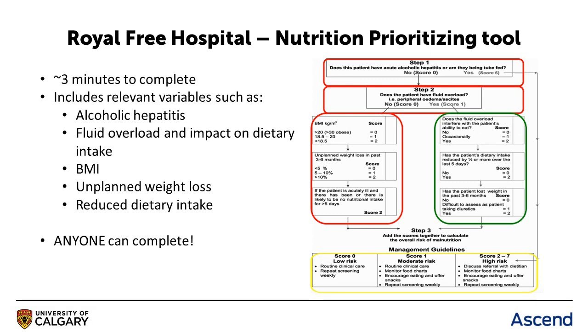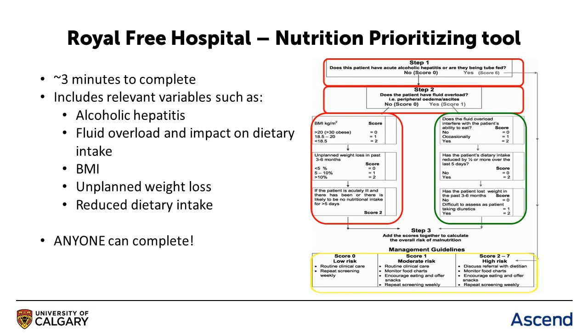What's great about this tool in our patient population is that it has factors to account for disease severity like alcoholic hepatitis and decompensation with fluid, as well as impact on dietary intake, BMI, which is just standard routine, and then unplanned weight loss and reduced dietary intake. So I'll just go through stream number 1. If the patient has alcoholic hepatitis or they're being tube fed, so maybe a patient in the ICU, automatically they get a 6. They get the biggest score.